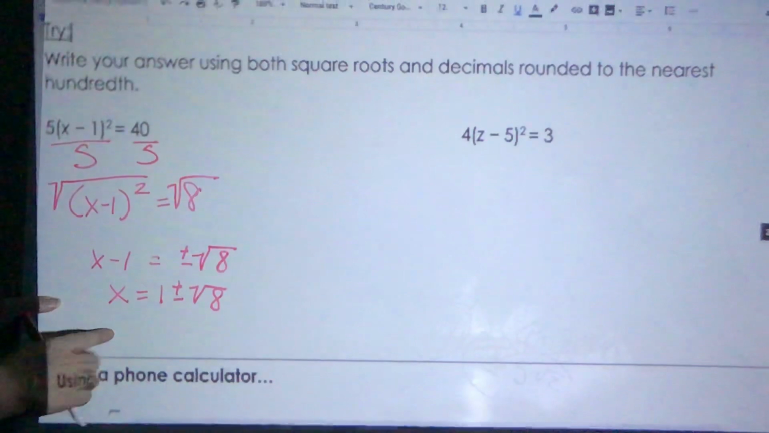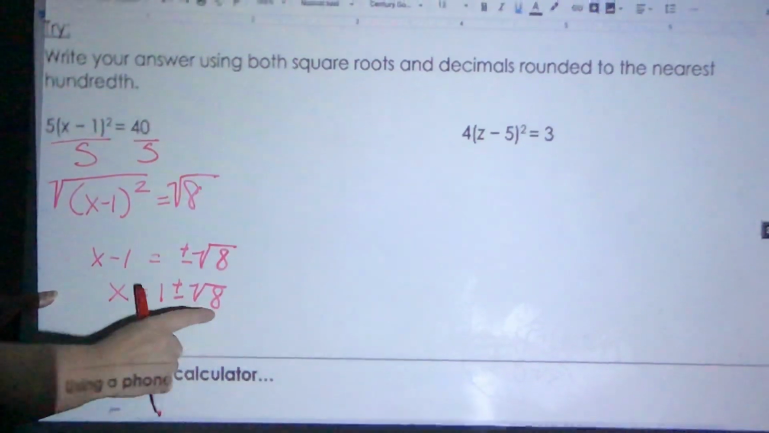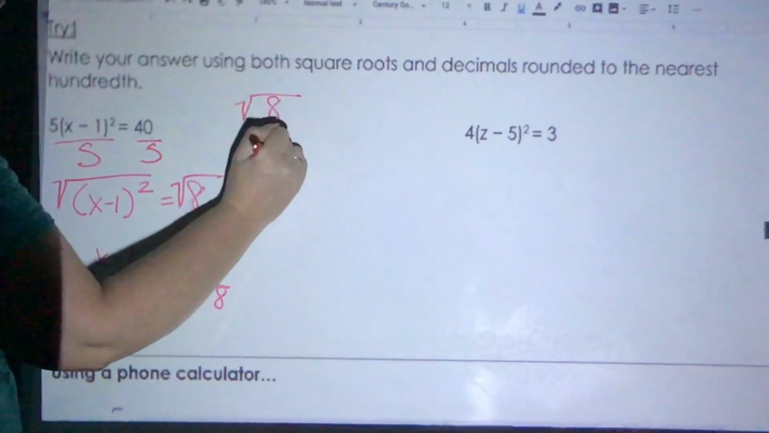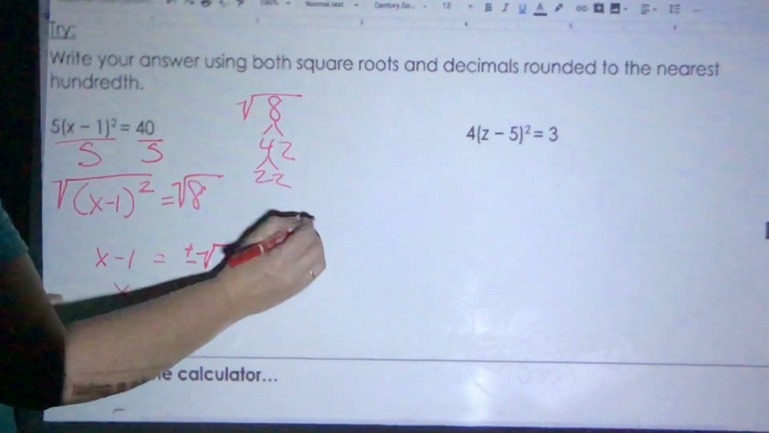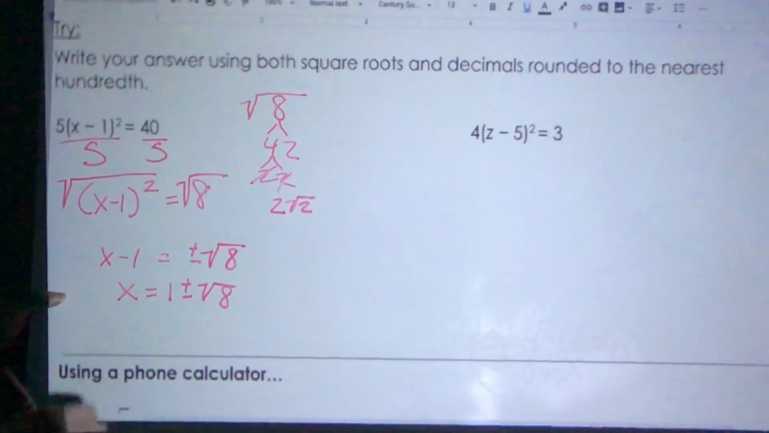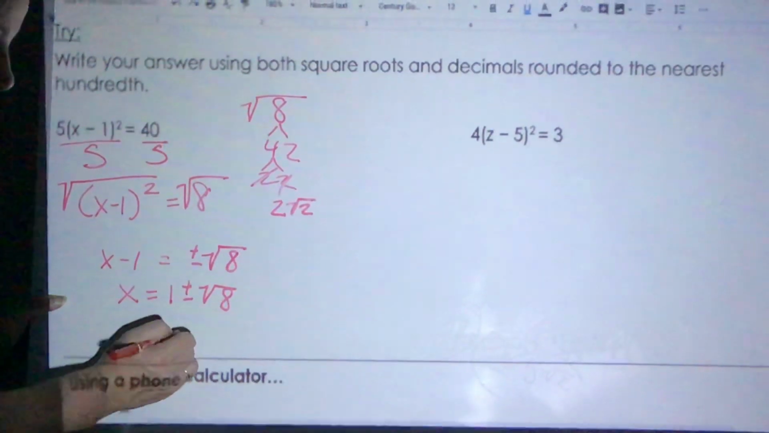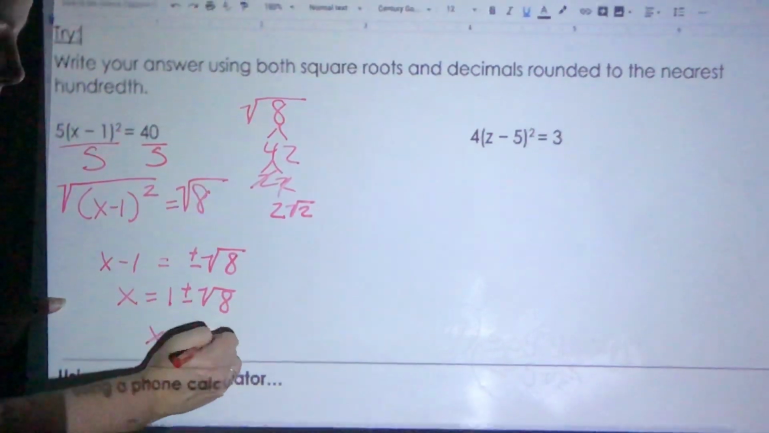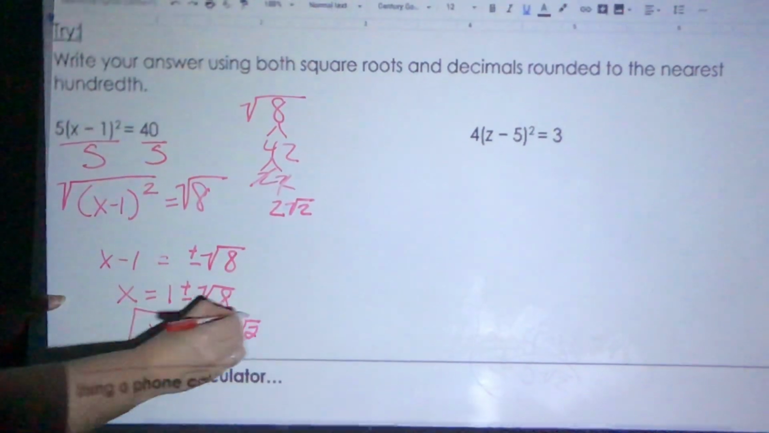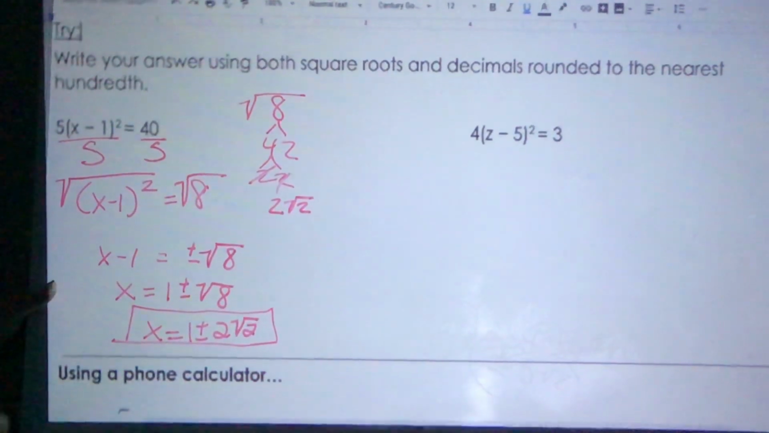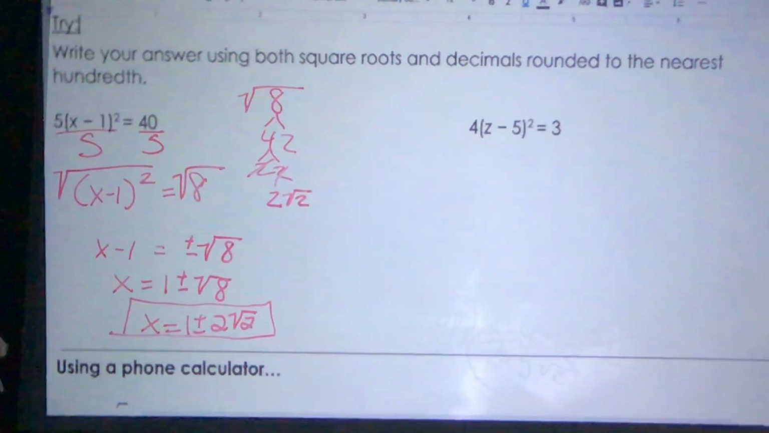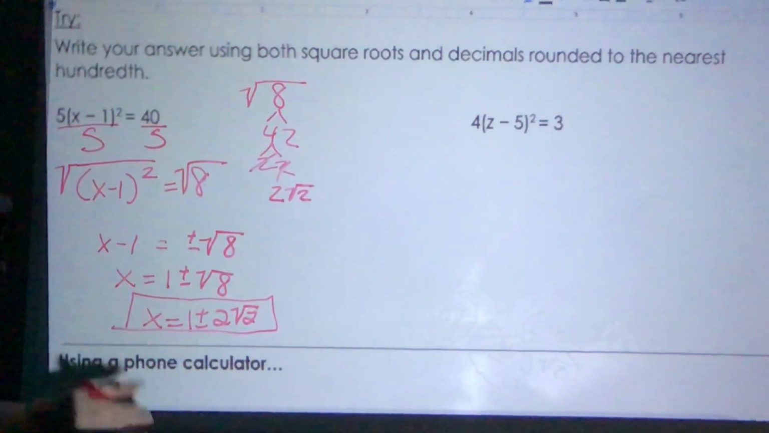Now, one way to leave your answer is to leave it like this, but make sure you simplify your radical. If I simplify square root of 8, I can take out a 2 and have it be 2 root 2. So one way to write your answer is x equals 1 plus or minus 2 root 2. This is the most exact way of writing your answer. The other way, and it's very common for teachers to ask for this, is to give the decimals rounded to the nearest hundredth.